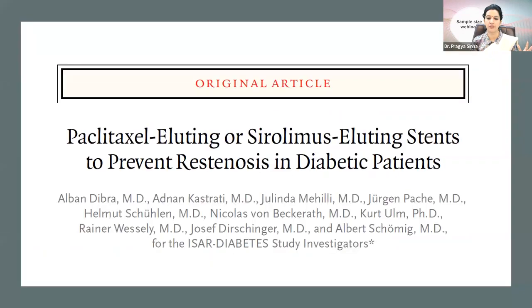So coming to this example of paclitaxel eluting or sirolimus eluting stents to prevent restenosis in diabetic patients. In this, what is the outcome? All of you, please write the outcome of the study. By seeing this title, what is the outcome? Restenosis. Yes. So basically, the prevention of restenosis is the outcome.